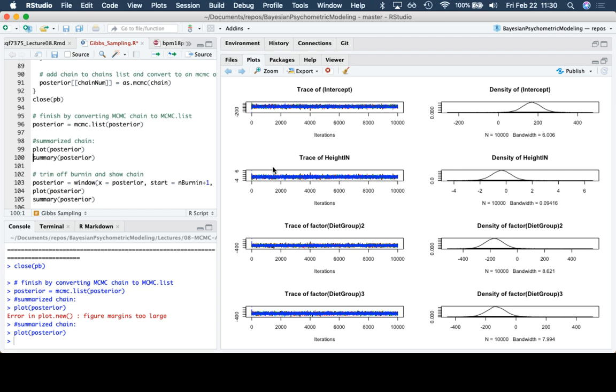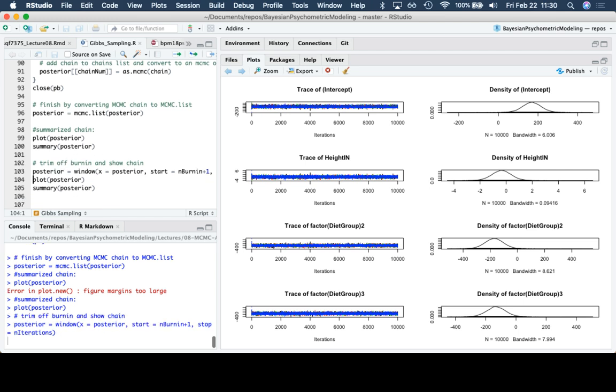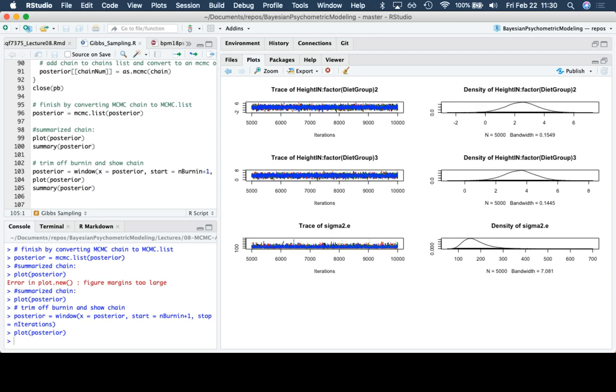Yeah, I had a burn-in of 1. Drop the mic. But you could do that. I'm going to trim off a window. I trimmed off the first 5,000 iterations. I could do a similar plot. You can see now I don't have the first time. It's not spiked. But there's our posterior.